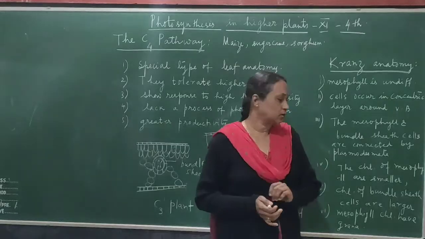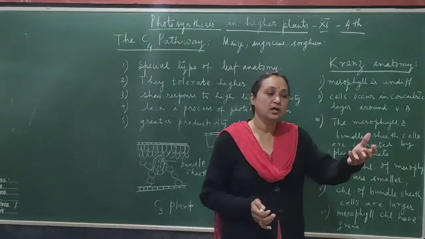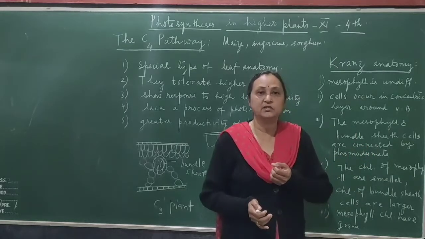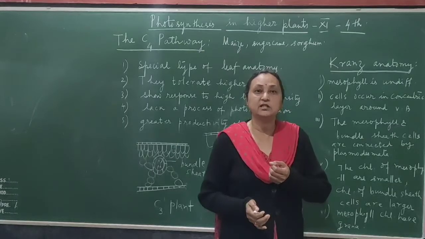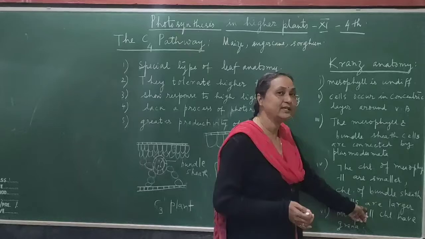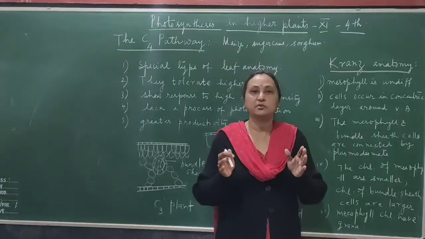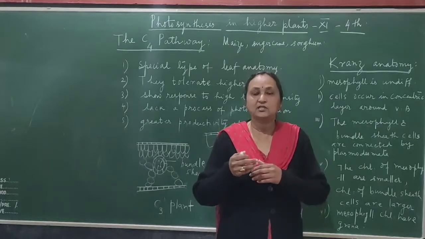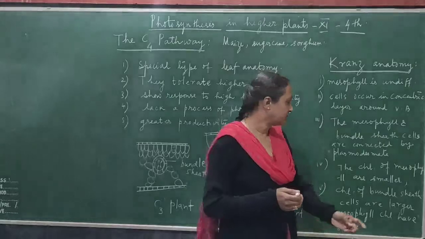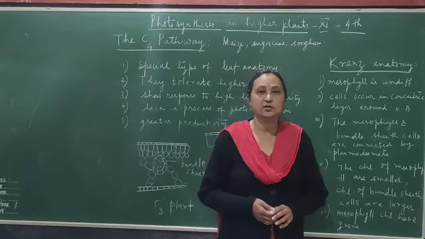So that means the chloroplast in the bundle sheath cell is not able to absorb solar energy, because solar energy is absorbed by chlorophyll pigments, and chlorophyll pigments are present in grana. So bundle sheath chloroplasts lack grana. So photophosphorylation is not possible. Only the dark reaction of carbon dioxide fixation can take place in the chloroplast of the bundle sheath cell. So these are all about Kranz anatomy.